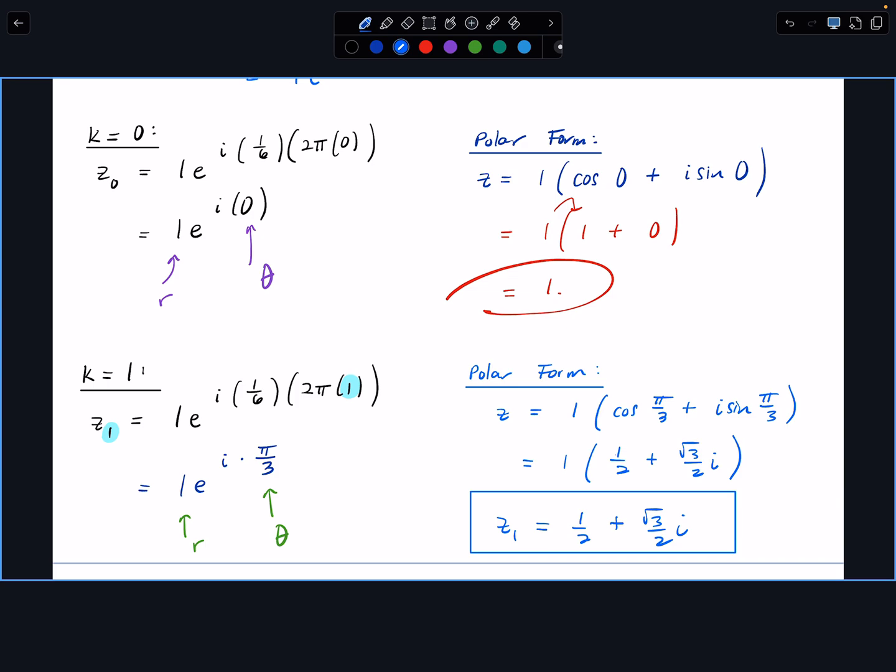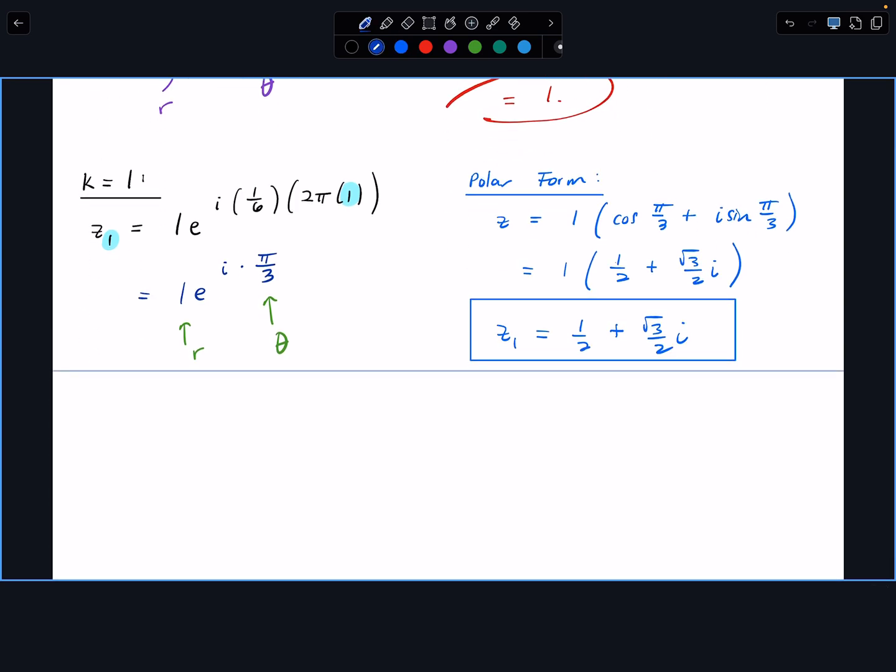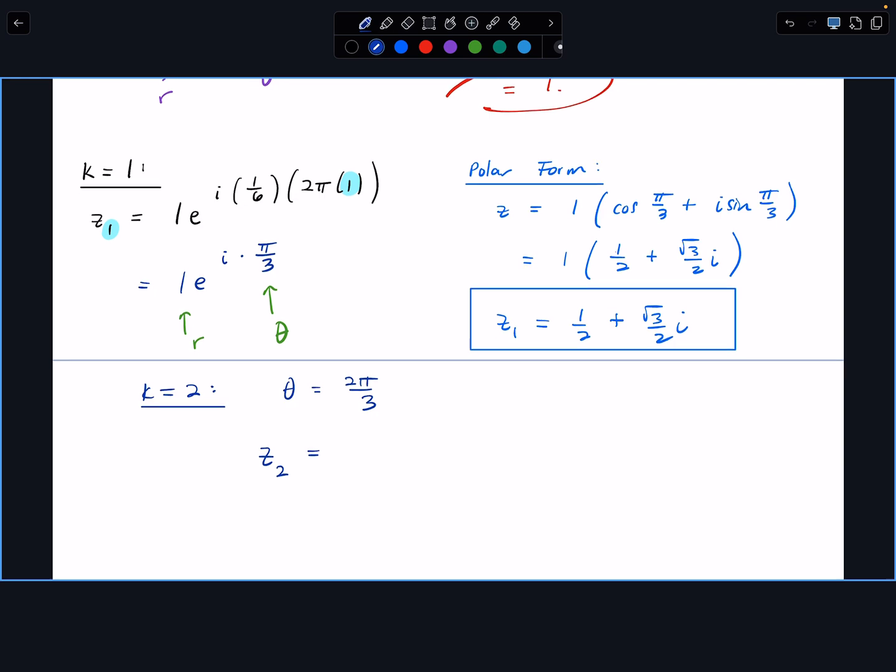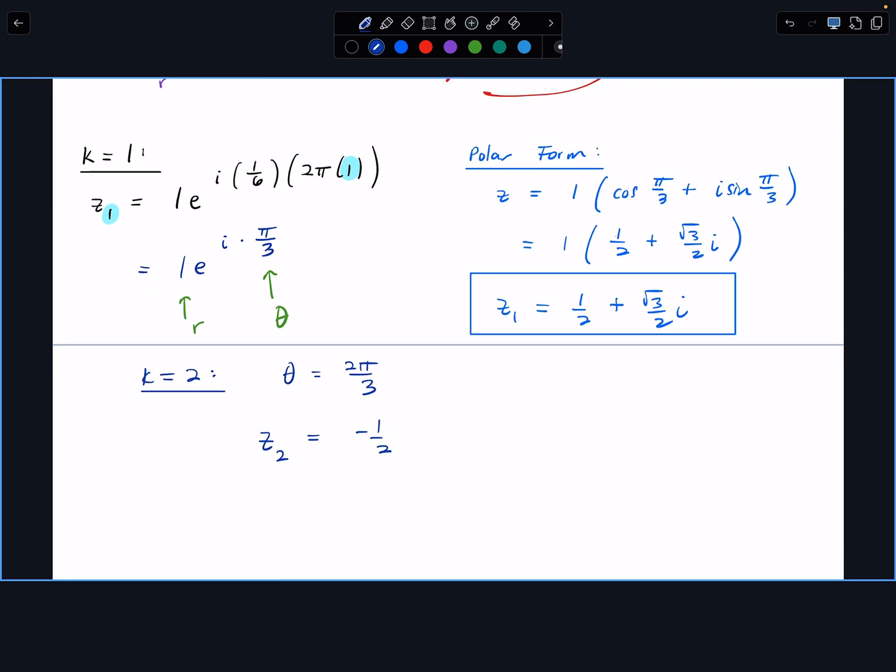So if I take pi over 3 and I add another pi over 3, that would be what? 2 pi over 3? So what would that be? You're not following me? You are? What is the unit circle? What's cosine and sine at 2 pi over 3? Negative 1/2 plus. What would the next theta be?